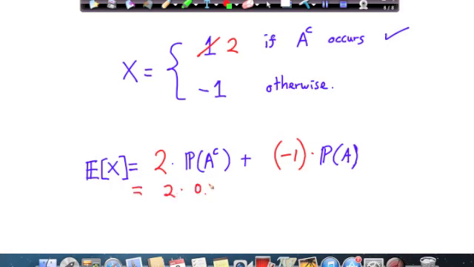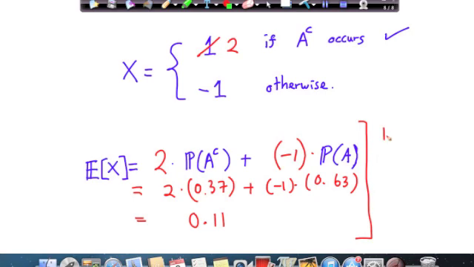So as before, this is 0.37, and we have minus 1 times 0.63. The final answer this time is actually equal to 0.11. Meaning on average we will receive about 11 cents from the game. Well, since the payout is positive, we would bet on the game. We would accept the bet.